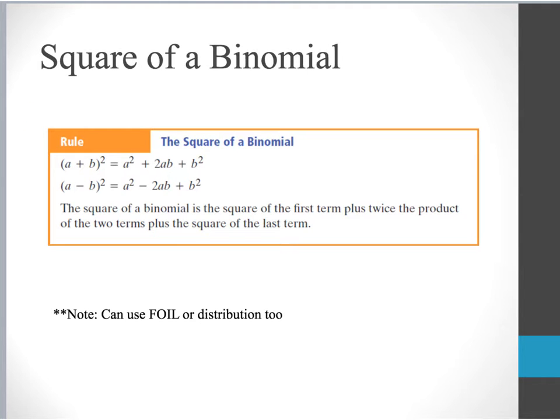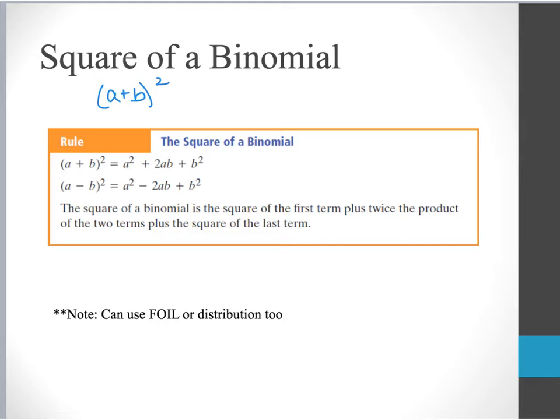So to look at a square of a binomial, first of all we have to understand what they're asking. The square of something, remember, is something being raised to the second power. And a binomial is just two terms of a polynomial. In this case, I have a plus b, which is my binomial, and I'm going to take that whole quantity and I'm going to square that.